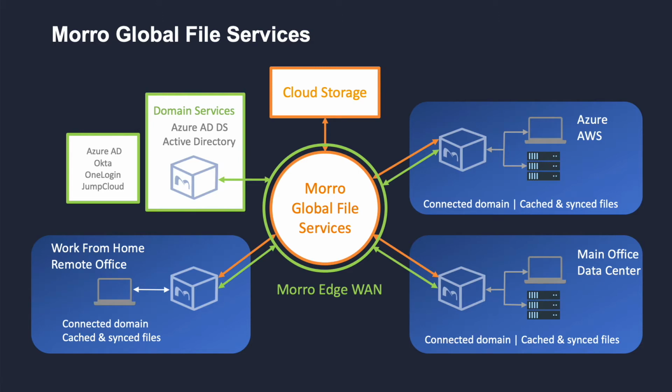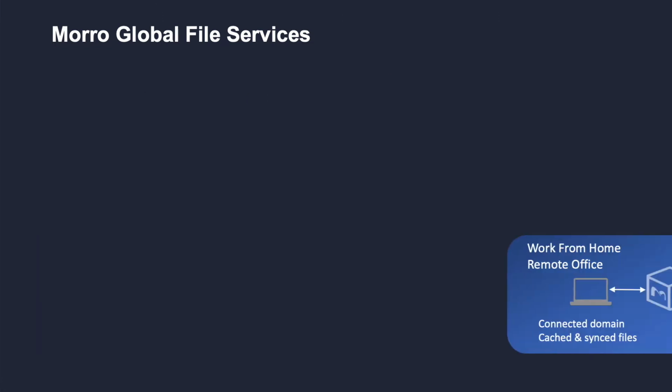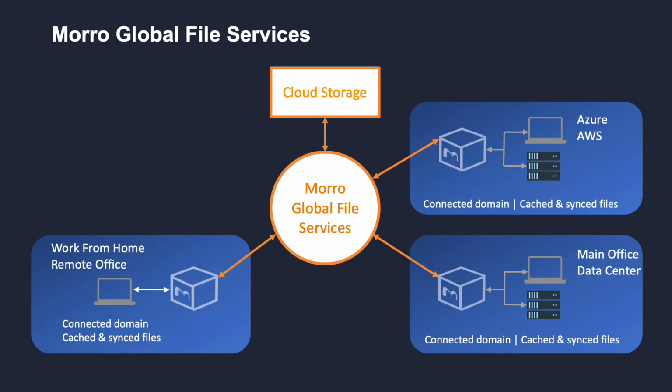Once configured, the remote offices can access corporate resources as if they were on the same local network. The two concentric rings in the center of the diagram show the flow of data in a Morro Edge network. The orange ring represents Morro Global File Services. The embedded Morro cache drive in each Edge device caches and syncs files directly to cloud storage. With other VPN solutions, remote offices would rely on file servers at the main office for data, consuming main office bandwidth needed by other applications.